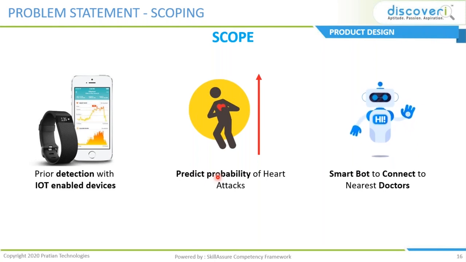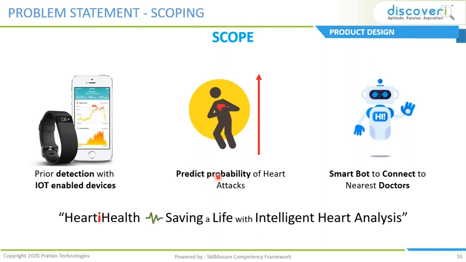So we can define the name of the application as Hearty Health, saving a life with intelligent heart analysis. That is the entire problem statement. So till now you have seen how we have thought about a problem, how we can derive the features, and how at each step we can define more accurately and figure out the features and the sub features.